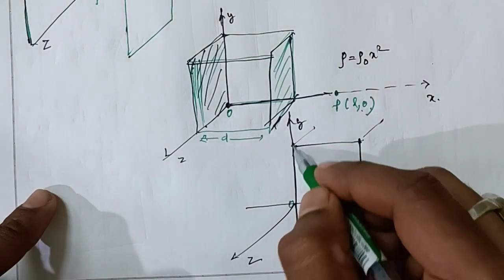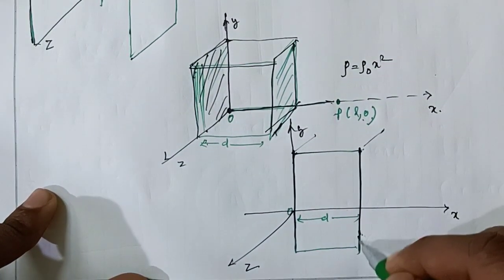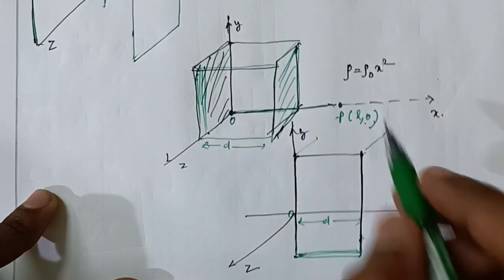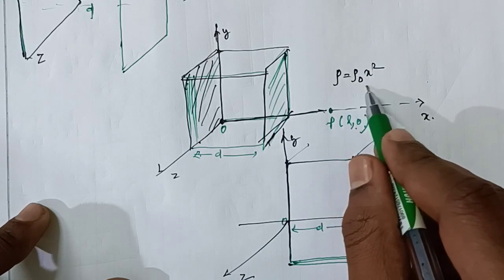These are the things we have already done in our previous lecture. Please go through this previous lecture. Fundamentally it will help you. Here, see carefully. This is rho equals rho naught x square.